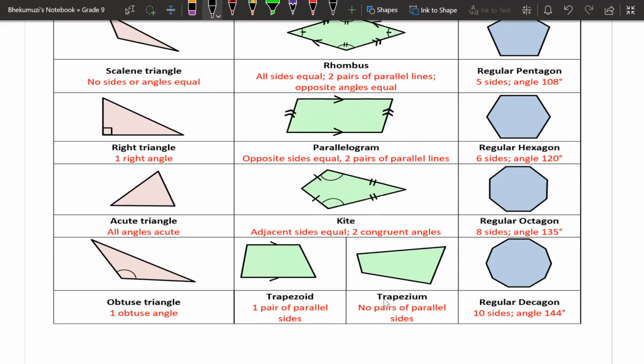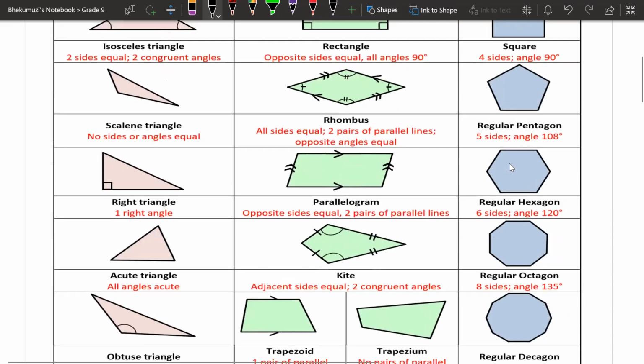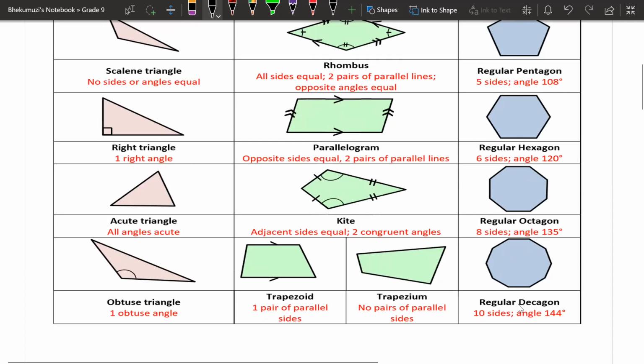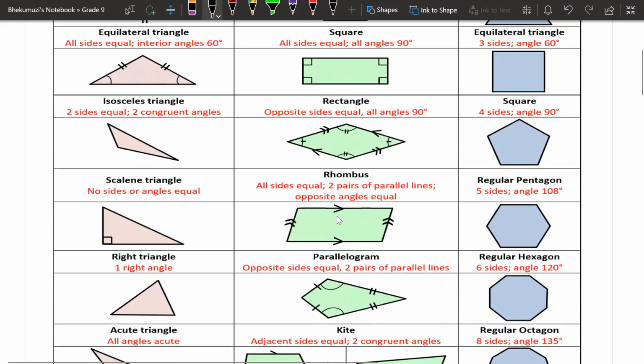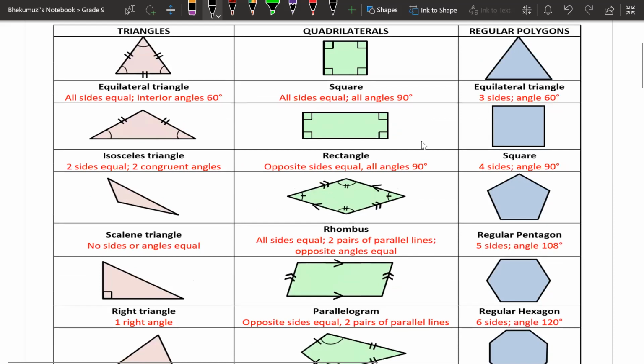Now, the trapezoid has two sides which are parallel, but with a trapezium, they have no sides that are parallel. And then you do see some other special types of polygons, where it's a regular decagon, a regular octagon, a regular hexagon, a regular pentagon, and then the rest you already know, which is a square and an equilateral triangle. Okay, so these are the shapes that you should be able to just know, and just know the properties of these particular shapes, because this is where most of the questions will come from.